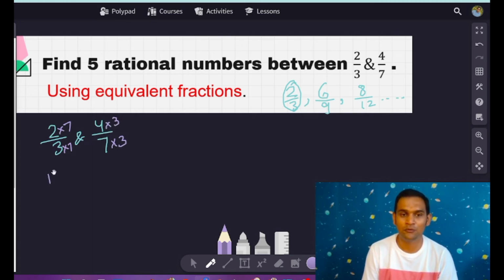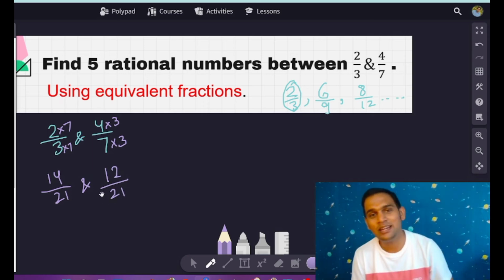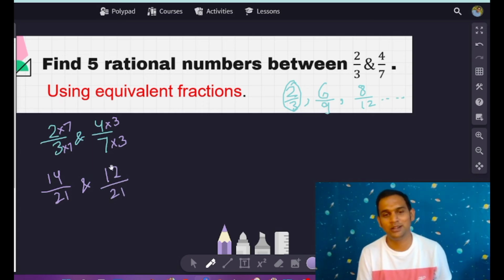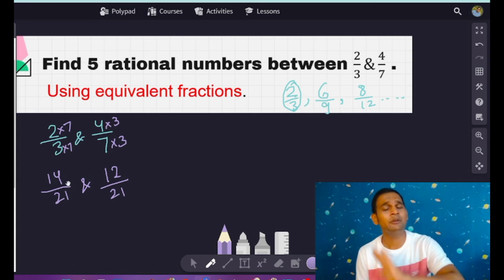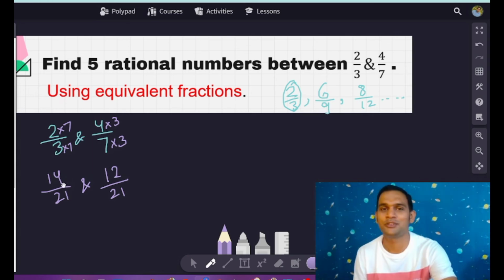So what do we have now? 14 by 21. And 4 times 3 is 12 by 21. Right? So now once the denominator is the same, we just need to look at the numerator. Can we find 5 rational numbers between 12 and 14? We again have to go for decimals, so we will try to think of something.